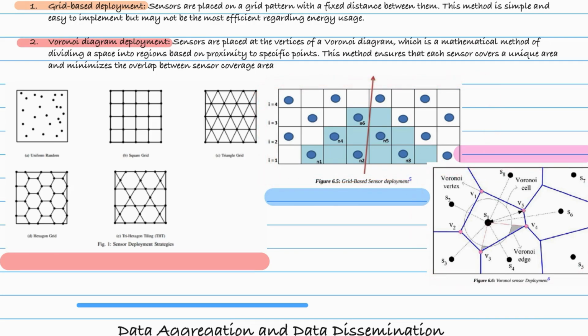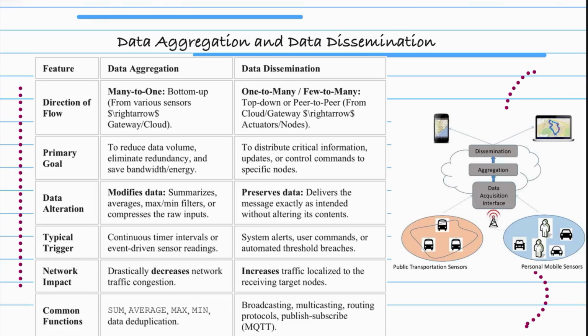Now, as we dive deeper into the communication mechanisms of Unit 3, we need to talk about how data actually moves through the network plumbing. Two fundamental traffic handling processes that you must master are data aggregation and data dissemination. So, let's break it down. The first one is data aggregation.